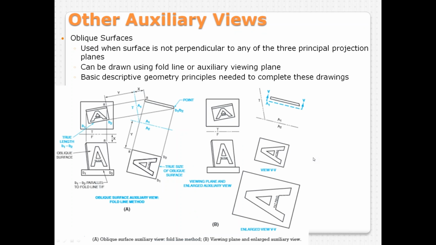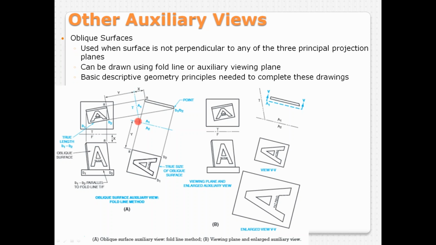Oblique surfaces are used when a surface is not perpendicular to any of the 3 principal projection planes, and can be drawn using a fold line or auxiliary view plane. Basic descriptive geometry principles are needed to complete this view. We're going to talk about these basic descriptive geometry principles in the next chapter, chapter 9. But for now, we're just going to give you a brief introduction of how we're going to do it. If you look at this oblique surface auxiliary view, we're using the fold line method.